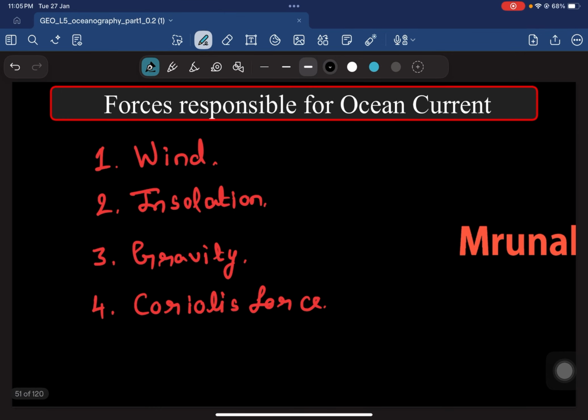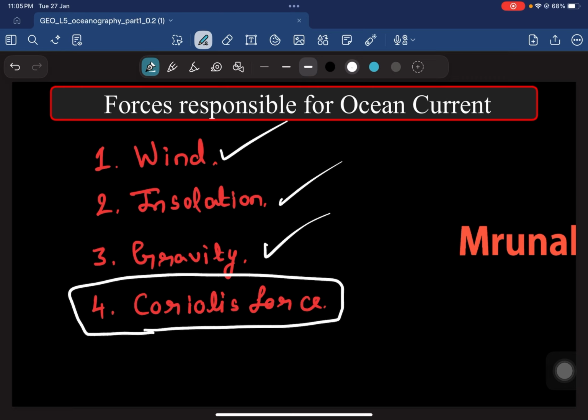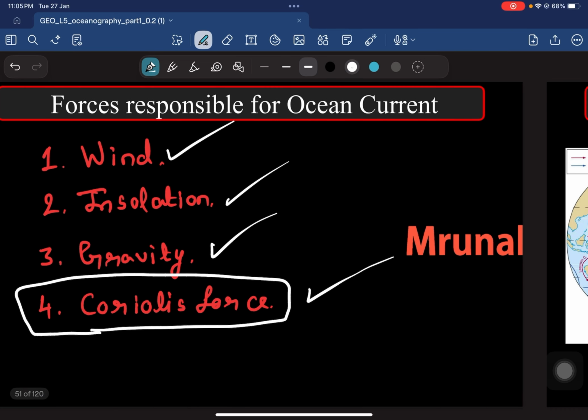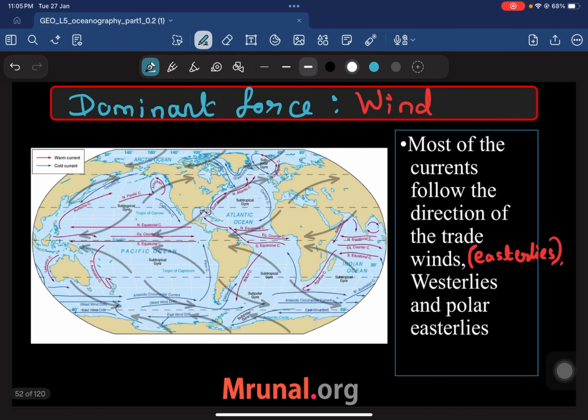Next, forces responsible for ocean currents. Which forces are responsible for ocean currents? The forces are wind, insolation. Insolation means sun rays, gravity. A very important force is the Coriolis force. What is this Coriolis force? I will discuss it today. First one is wind. This is the dominant force, a very important force.